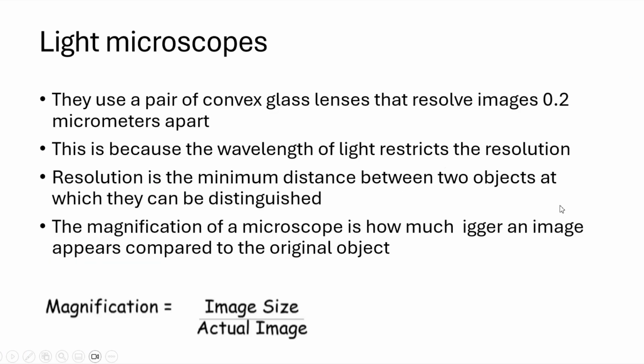Light microscopes use a pair of convex glass lenses that resolve images to 0.2 micrometers apart. So that's the resolution of a light microscope, 0.2 micrometers. You might be thinking, how is that useful to me? Why do I need to know it's 0.2 micrometers? But note this down and memorize it.